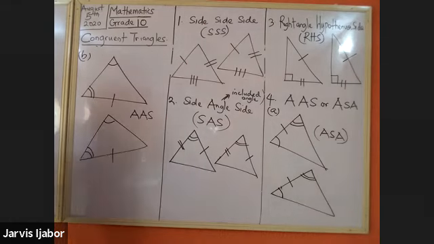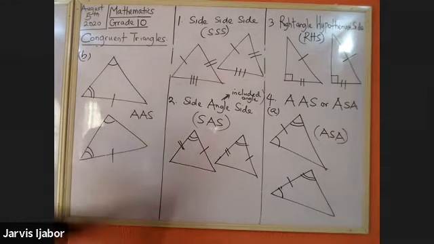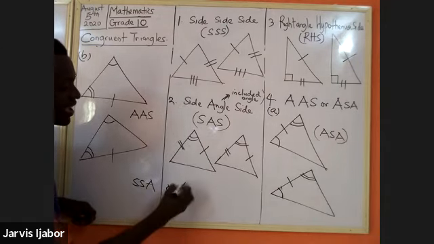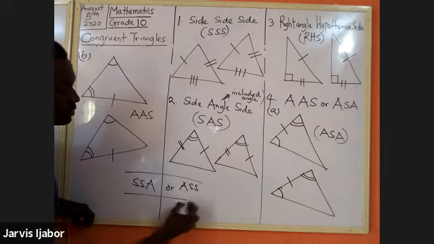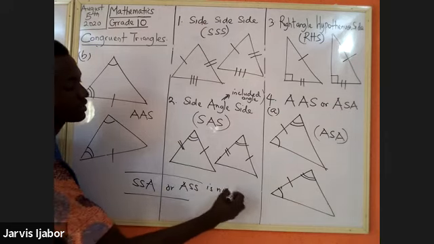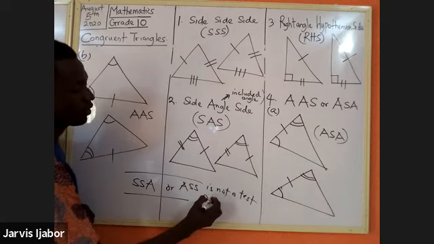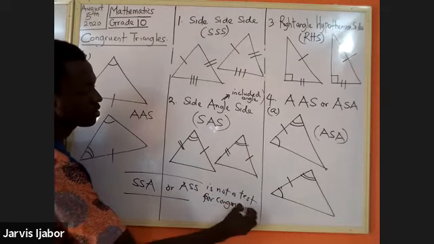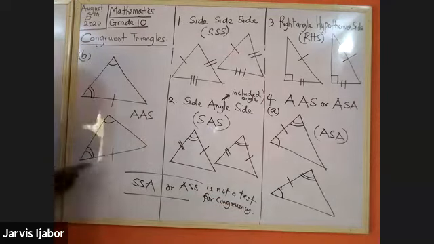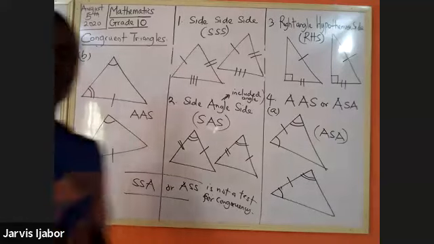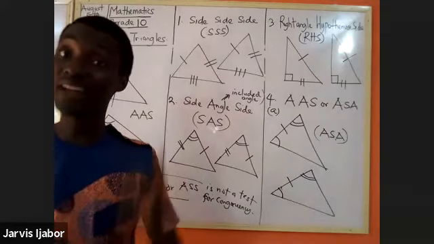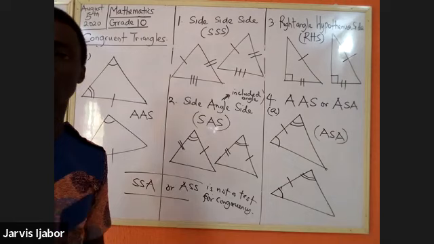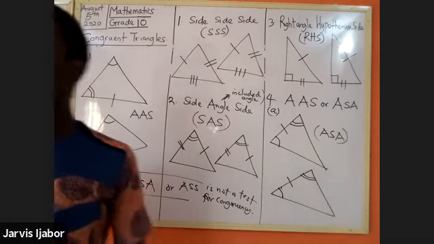Now, take note of this. SSA or ASS is not a test for congruency. Please take note of that. SSA, or what? ASS, is not a test for congruency. So be very, very careful. These ones are not. By the time we do construction, I will show you why this does not hold true.